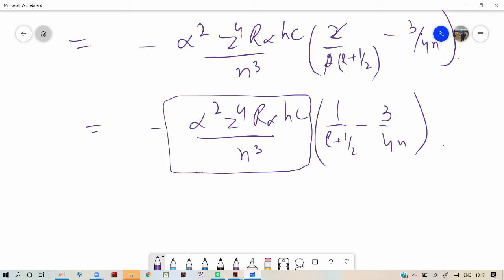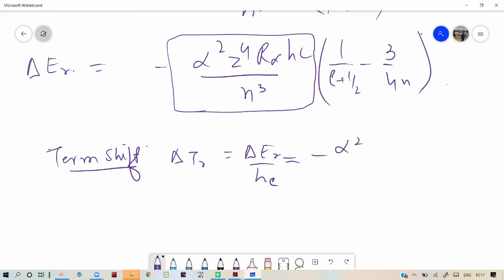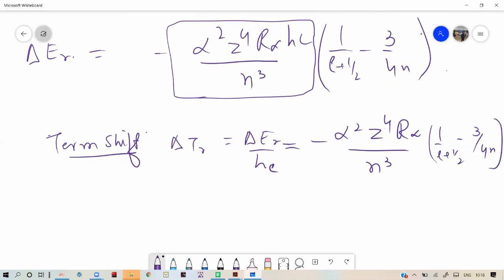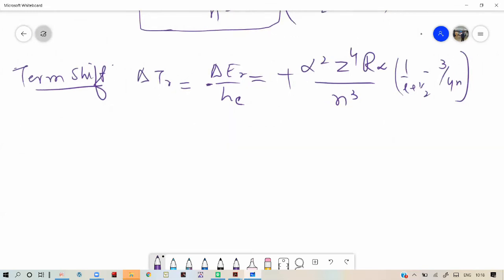R infinity, alpha and Z⁴. And this is the energy correction, simply ΔE_R. If you want to calculate the shift in the terms, in the spectral line, that is the term shift, you have to divide by hc. Term shift is ΔT_R, for the relativistic part, and that will be equal to ΔE_R divided by hc, which will be equal to minus alpha square Z⁴ R infinity divided by n cube. hc will be cancelled. It is minus here, so when it is a minus, this will become plus. This is the term shift for the relativistic correction.